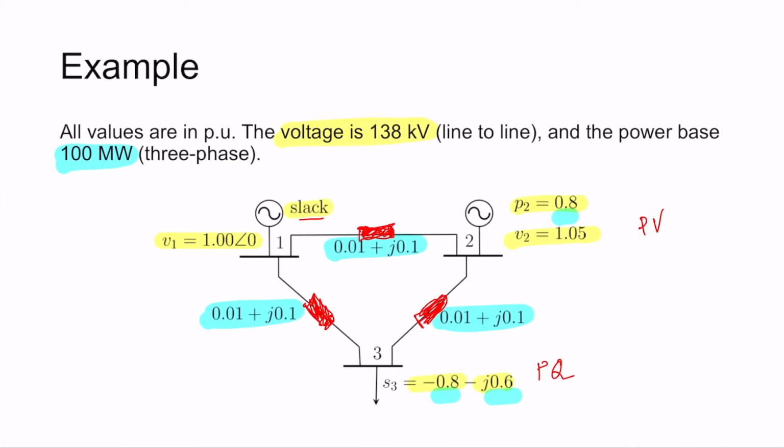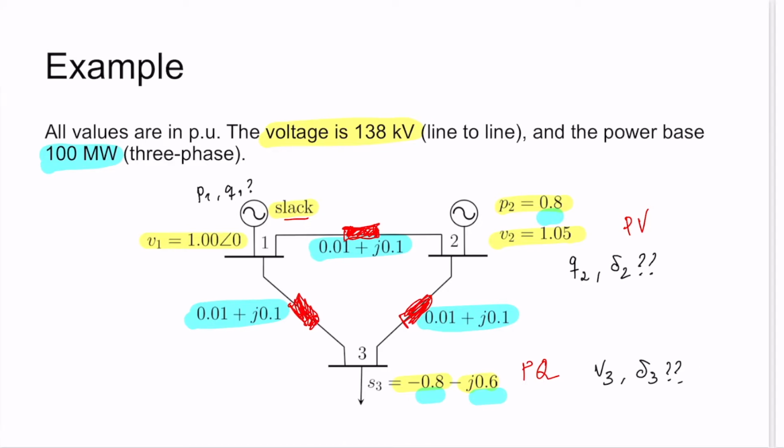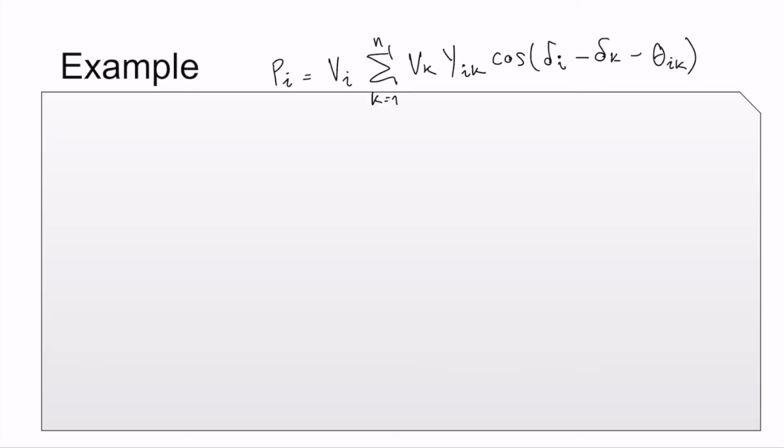So for the first one, I don't know what are the production, what is P1 and what is Q1, so they are unknown. For the second, I don't know what is Q2 and I don't know what is delta 2, they are unknown. And in the last one, I don't know what will be the voltage and the phase angle. So this is the hardcore method. I know you can use computers, but we are going to do it for one time in this hardcore way.